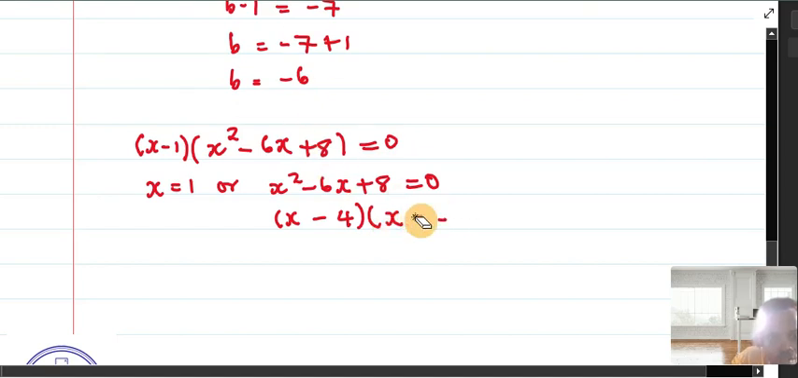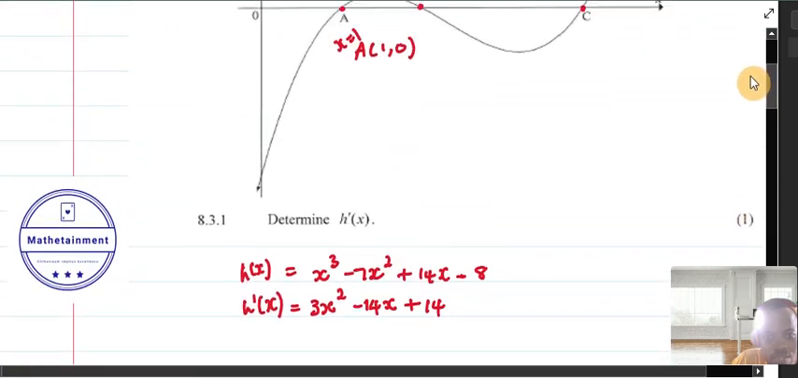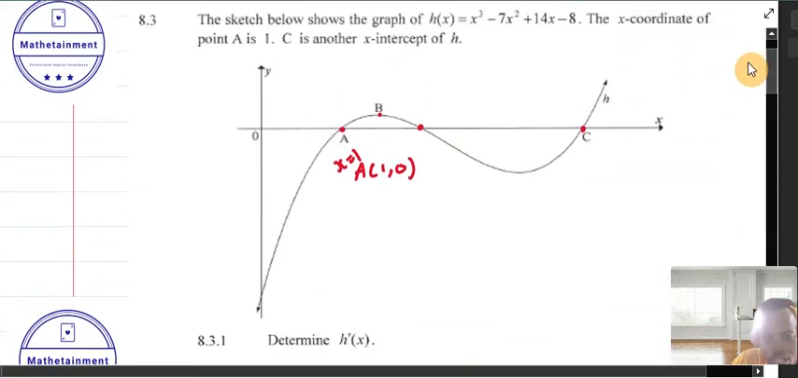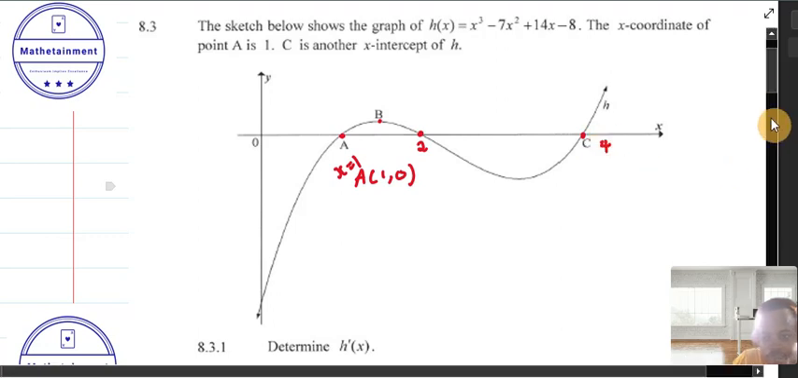No, this one should not be equal to, mistake. x minus 4 and x minus 2 should all be equal to 0. So that means our x can be equal to 4. x also can be equal to 2. Okay, let us go back here. Now I can see that there are 3 x-intercepts. The first one is where x is equal to 1, which is this one, and the other one is 2, which is this one, and the other one is 4, which is this one.